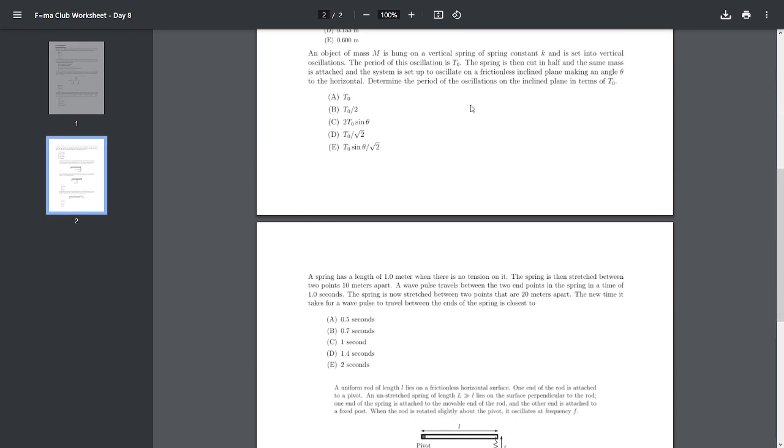Next, an object of mass m is hung on a vertical spring with a spring constant k and set into vertical oscillations. Period of this oscillation is t naught. Spring is then cut in half, and same mass is attached, and the spring is set up to oscillate on a frictionless inclined plane, making an angle theta to the horizontal. Determine the period of oscillations in terms of t naught.